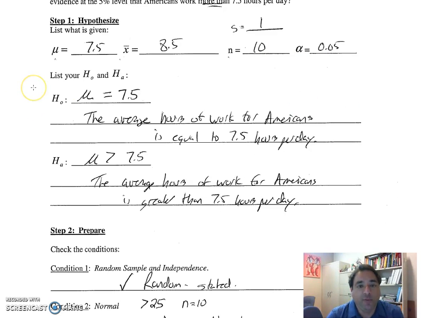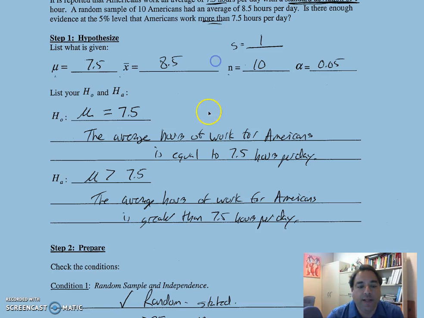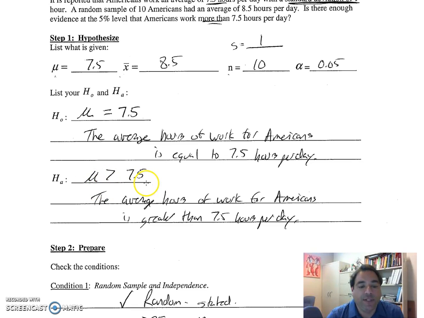So for HO, which we've worked on before, we're going to say equals. HO is always equals, but in this case we're not doing proportions, we're doing numbers. So it's mu equals 7.5. The average hours of work for Americans is equal to 7.5 hours per day. And in the problem we're looking for more than, so mu is greater than 7.5. The average hours of work for Americans is greater than 7.5 hours per day.